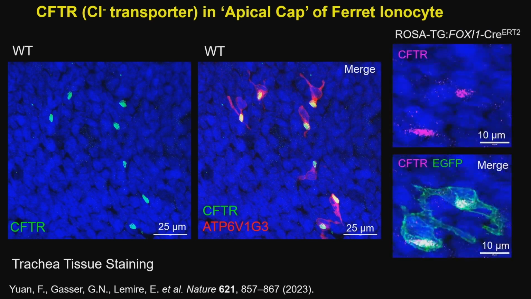Next we move into the double transgenic ferret, Rosa TG FOXL1 Cre ERT2. FOXL1 is a key transcription factor for ionocyte specification. By using this double transgenic ferret, we're able to track ionocytes with EGFP upon tamoxifen induction. What we found here is the CFTR apical cap expressed in the EGFP positive ionocytes. So I think both ferret species show that CFTR expression pattern, which is in the apical cap.